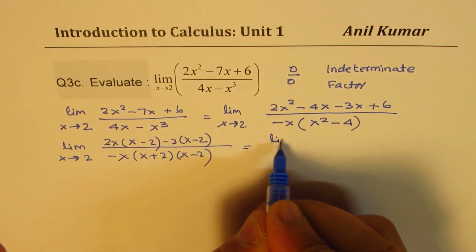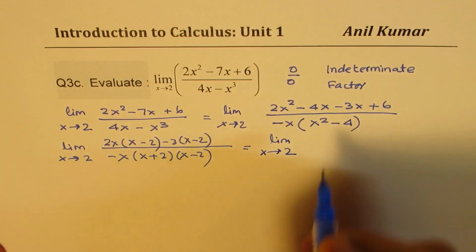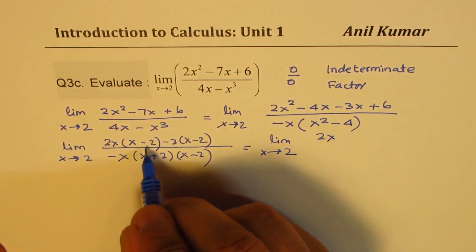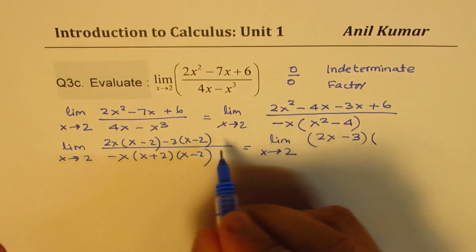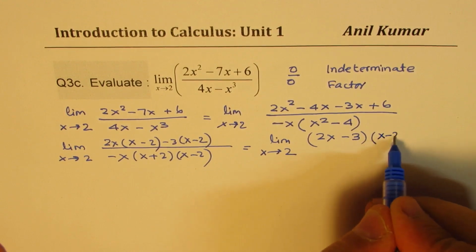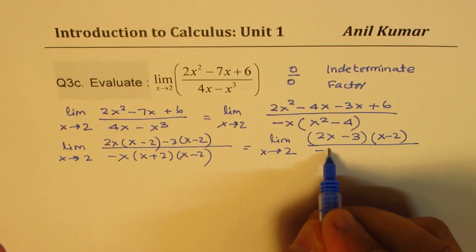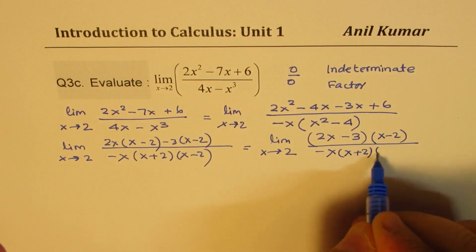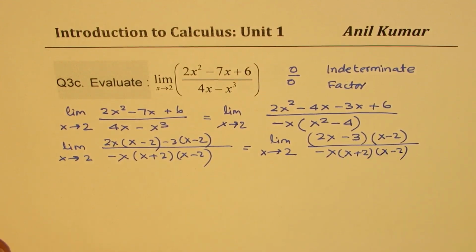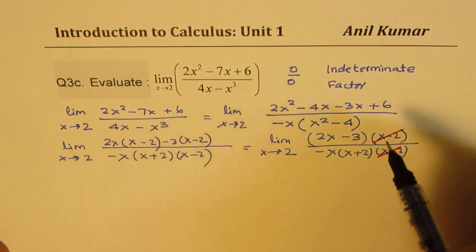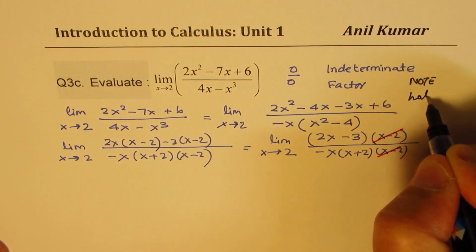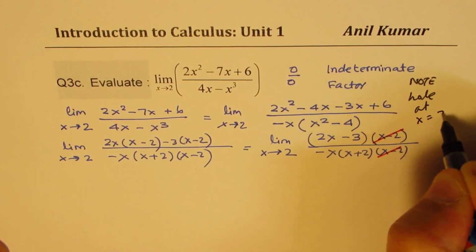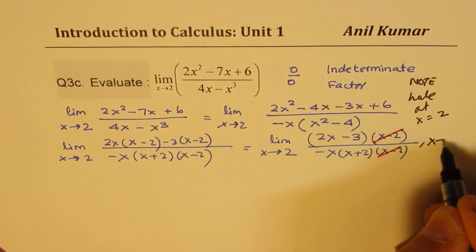We have nearly factored it. Let's finish it off. So now we have 2x minus 3 times x minus 2. x minus 2 is a common factor, correct? Over minus x times x plus 2 times x minus 2. So we can now cancel these 2 common factors. That really means we have a hole, right? So just a note, that gives you a hole at x equals 2, right? So whenever you cancel, you have to write x is not equal to 2.